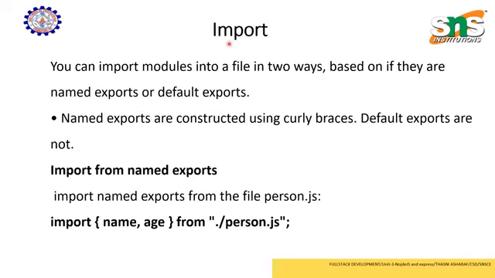Next one is import. Now you can import modules in a file in two ways, based on whether they are named exports or default exports. The same as we saw in export, we are going to see in import. Named imports are constructed using curly braces; default imports are not. To import named exports from the file person.js, this will be my syntax: import name and age from the file you are going to import. So this will be my syntax and example.